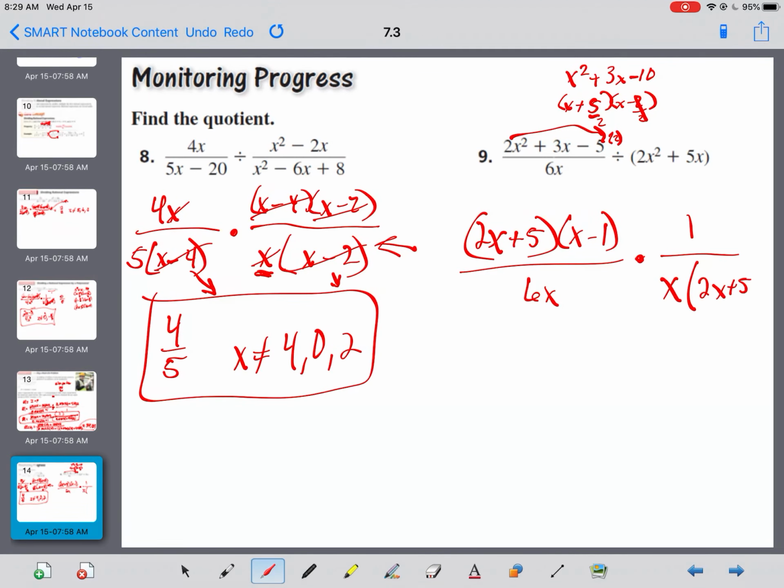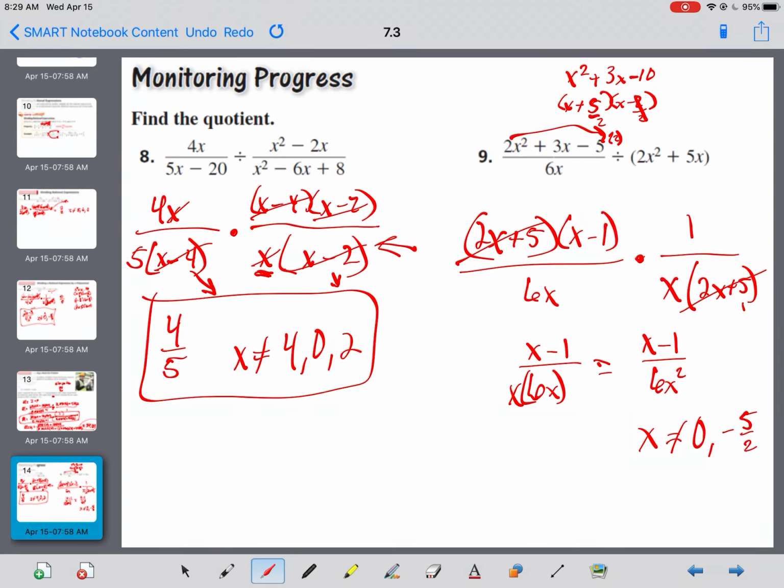Change, and then flip it over. 1 over, we can pull an x out of there. Makes it 2x plus 5. Then scratch for those. That's all that can mix there. So we got x minus 1 over x times 6x. You could write it as x minus 1 over 6x squared. And x cannot be 0 and negative 5 over 2. Opposite to get out, but you also have to divide by the 2. Okay. And we're done. That's a lot.